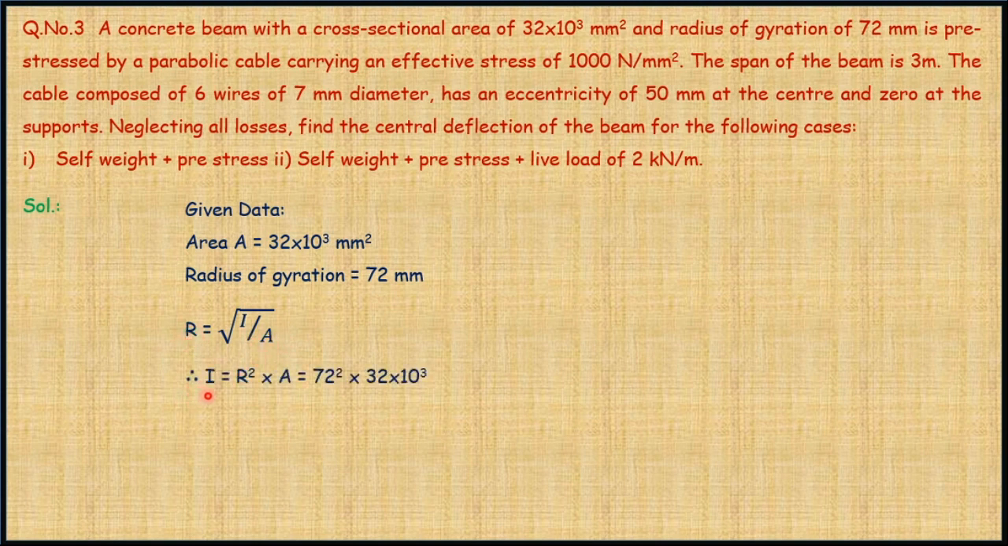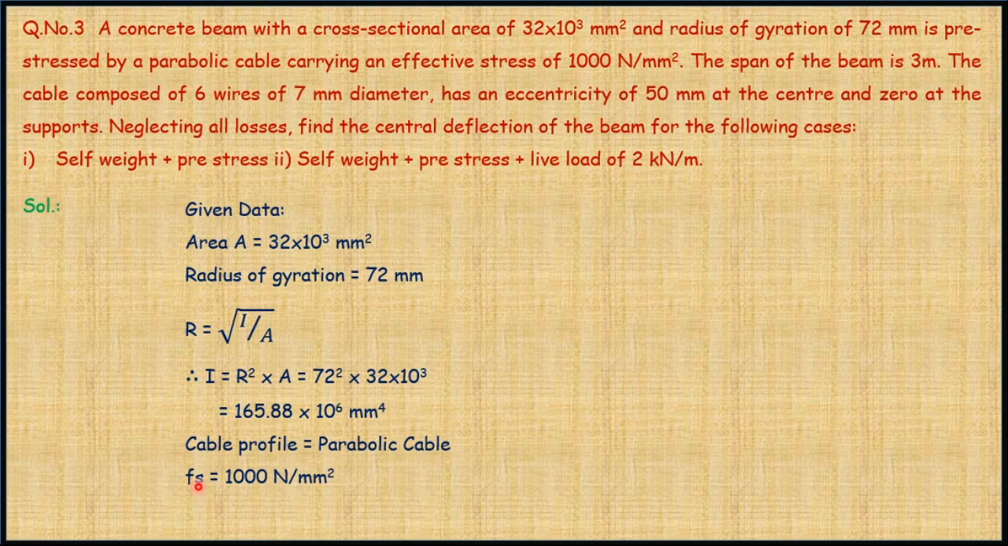Therefore I, moment of inertia, is equal to r square into the area of the section. So it comes out to be 72 square into 32 into 10 raised to 3, that is the area of the cross section. So the moment of inertia comes out to be 165.88 into 10 raised to 6 mm raised to 4. Cable profile: how is the cable profile? It is a parabolic cable.